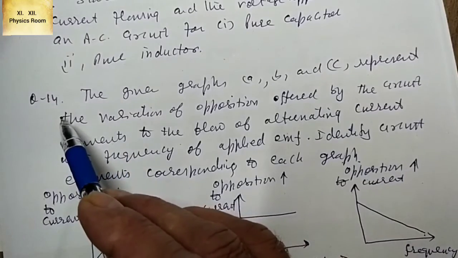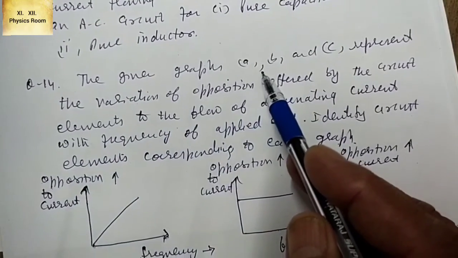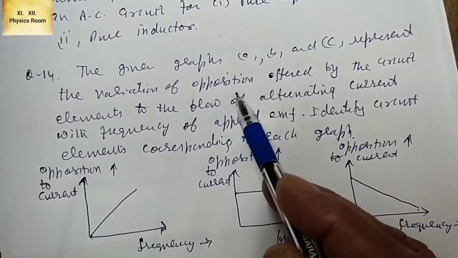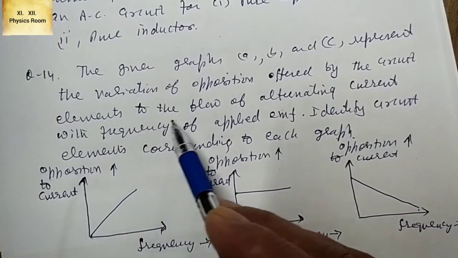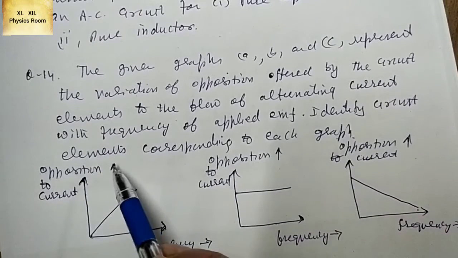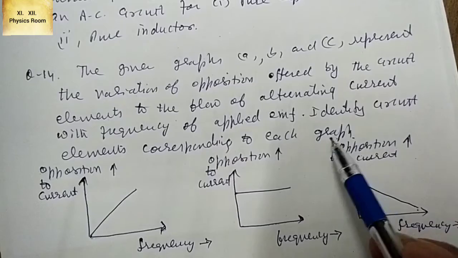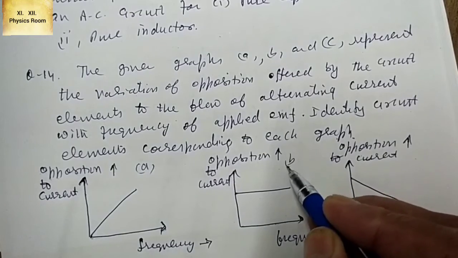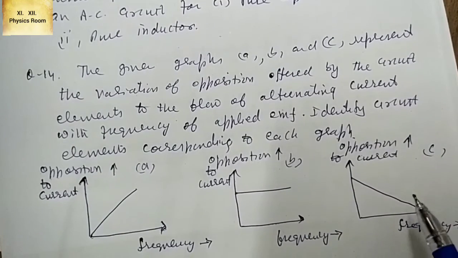Question number 14. The given graphs A, B and C represent the variation of oppositions offered by the circuit elements to the flow of alternating current with frequency of applied EMF. Identify circuit elements corresponding to each graph. So this is one graph A, this is the other graph B, this is the third graph C. So you have to identify which type of circuit elements these graphs represent.